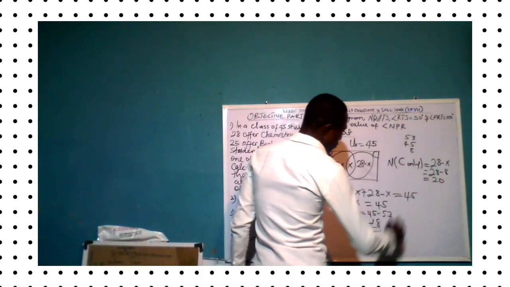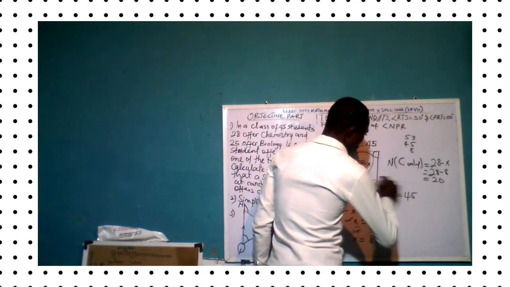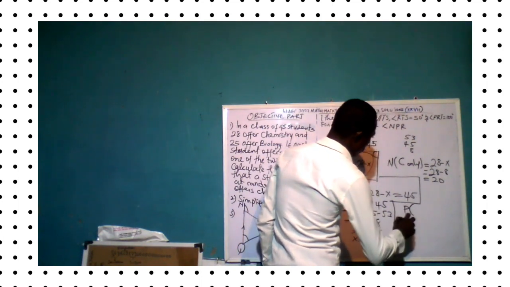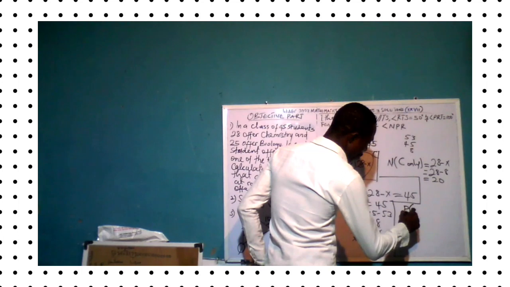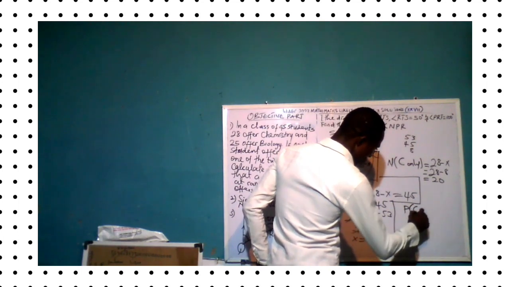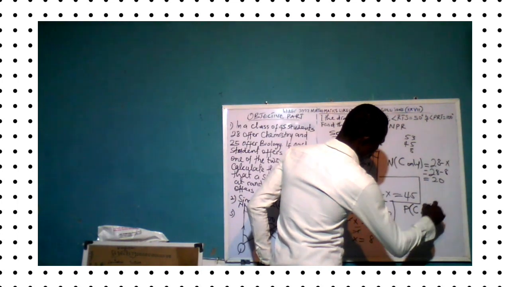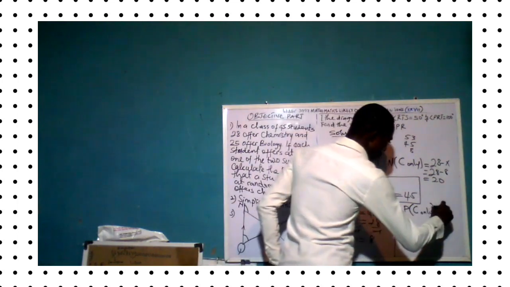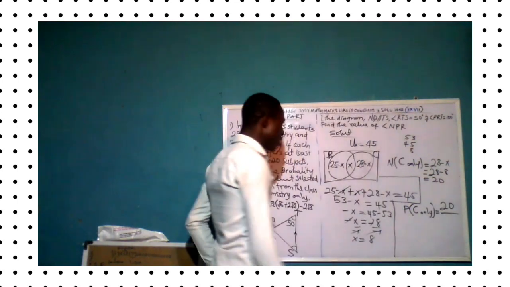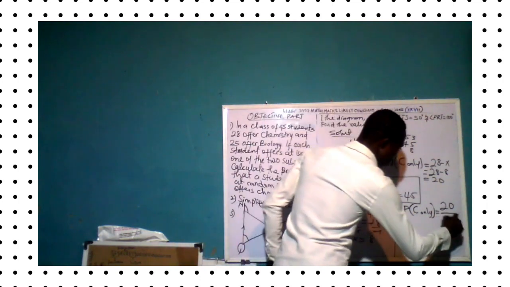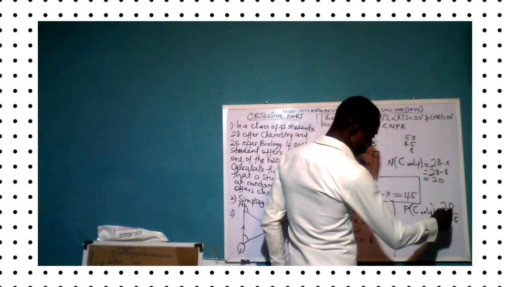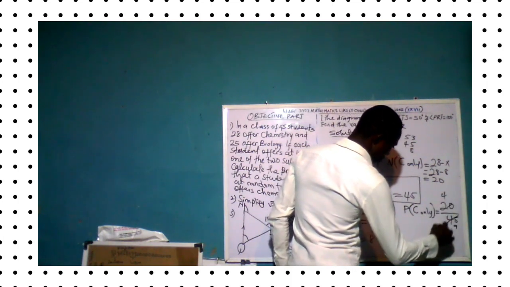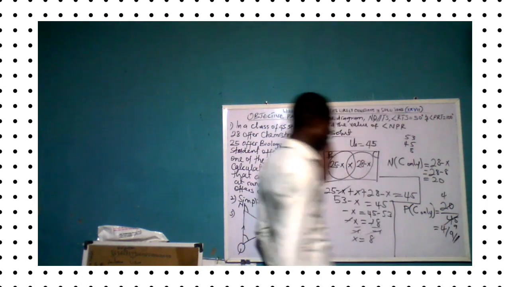Now the probability of a student selected from the class offering chemistry only, that is C only, is equal to the number of students that offer chemistry only, which is 20, all over the total number of students in the class, which is 45. And you know, 5 into 20 is 4, 5 into 45 is 9, and that gives you 4 over 9. We actually find 4 over 9 among the options.